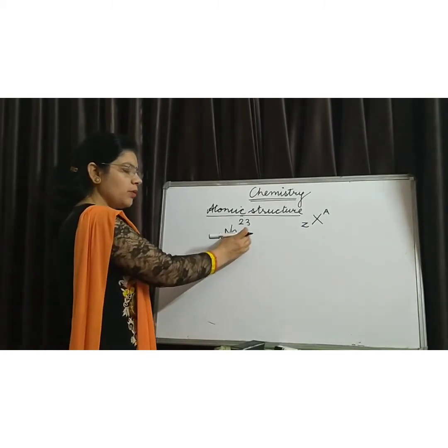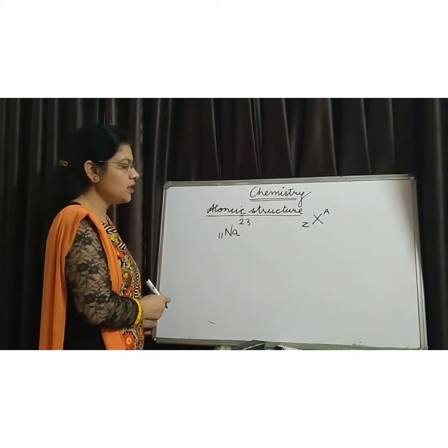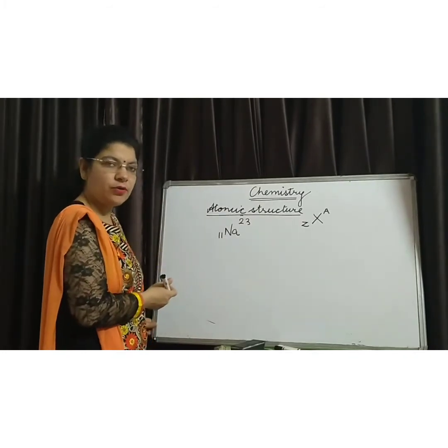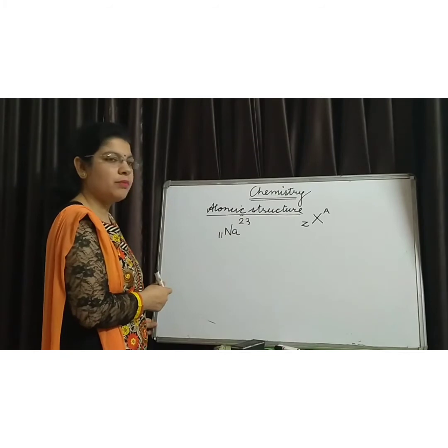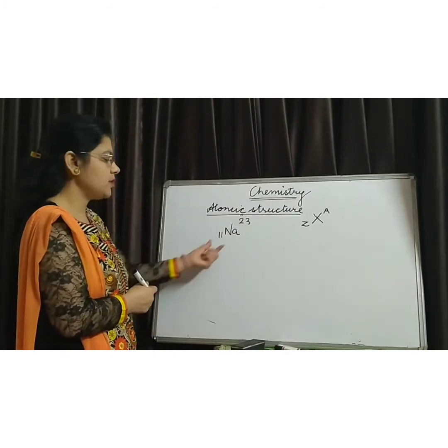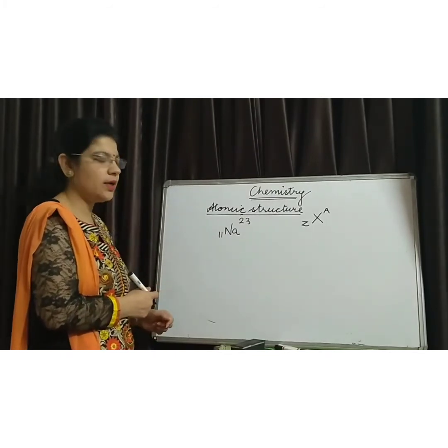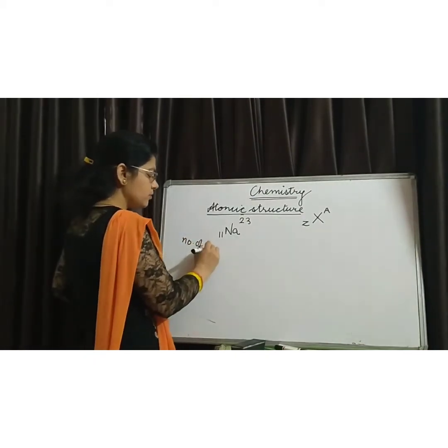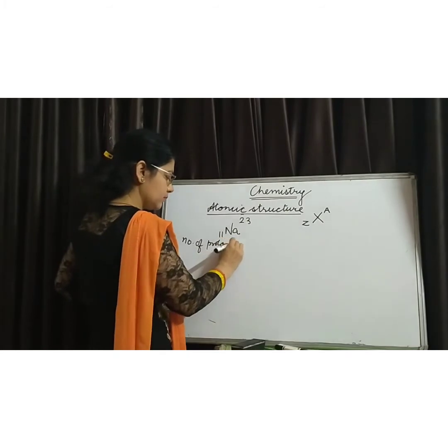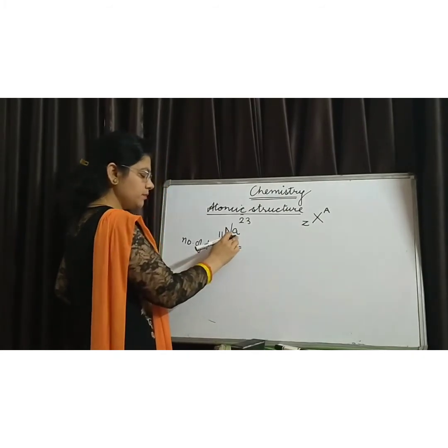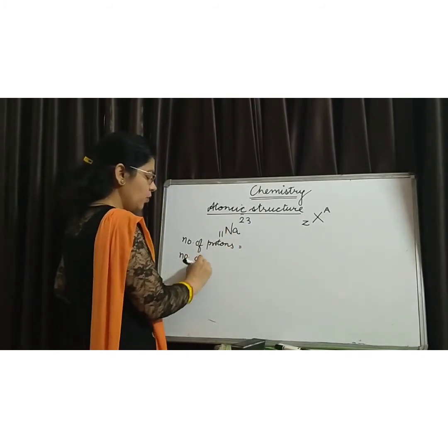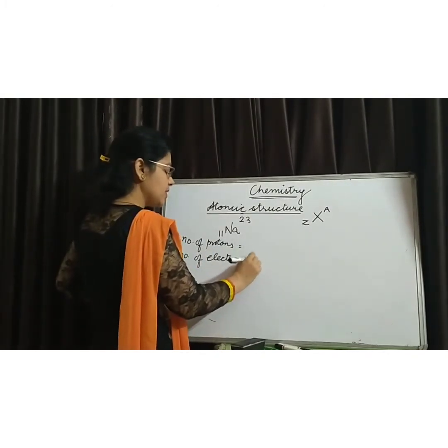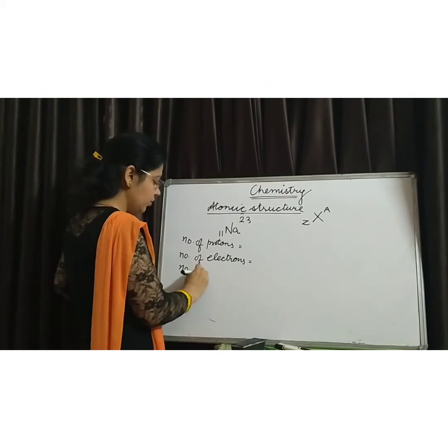By knowing the symbol of the atom, we can easily calculate the number of protons, the number of electrons, as well as the number of neutrons present in the atom. How can we identify them? First of all, the number of protons in sodium, the number of electrons, as well as the number of neutrons.